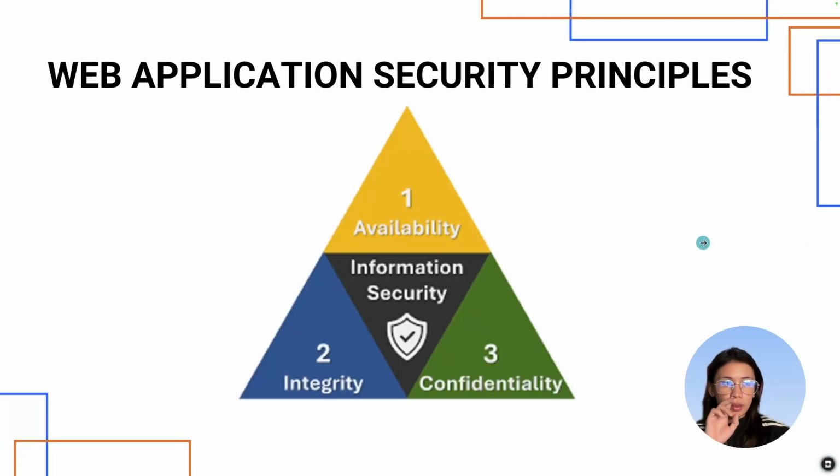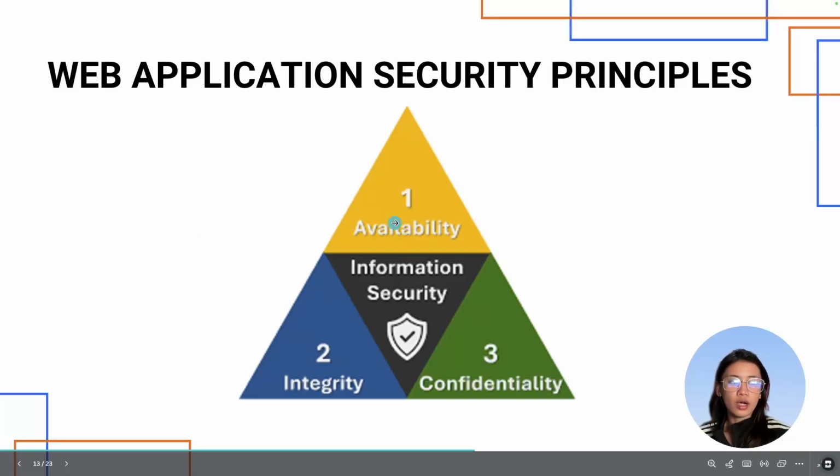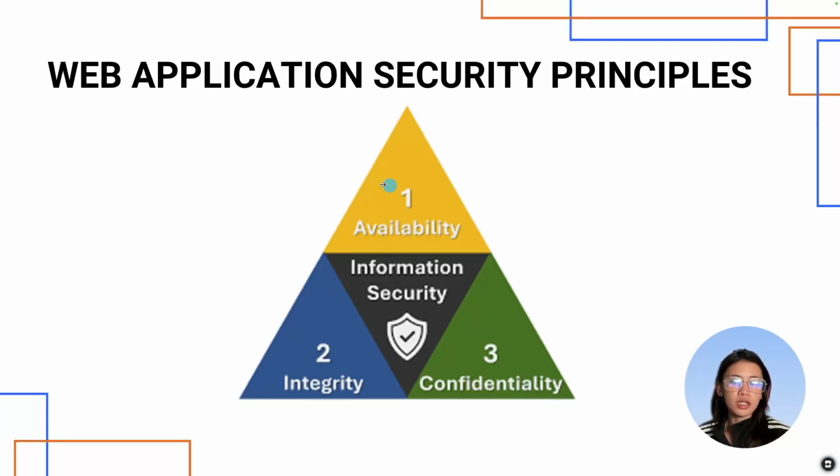Next, we have our web application security principles. The CIA triad is very popular when it comes to security principles. First, we have availability. Availability ensures that the information and resources are accessible to authorized users, especially when they are needed. Number 2, we have integrity. Integrity ensures that the information is accurate and has not been tampered with.